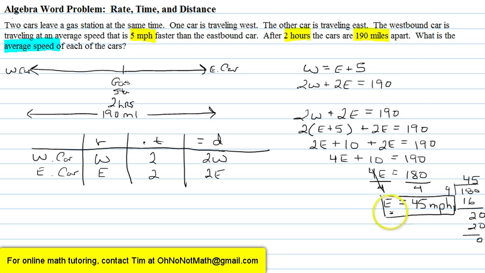So now how are we going to get the speed of our westbound car? Well, we just go back to this first equation. W, which is the speed of the westbound car, equals E plus 5. And we just plug in 45 for E. So let's rewrite this equation. W equals E plus 5.